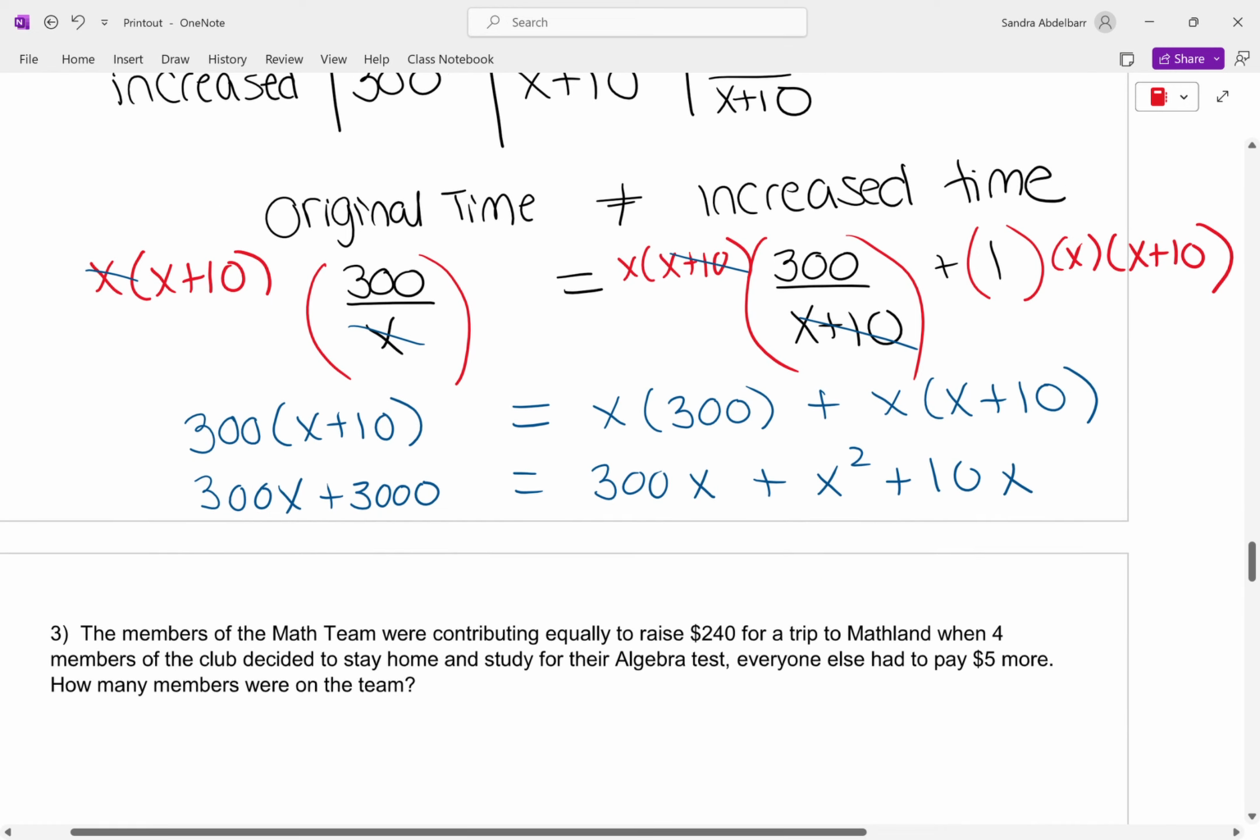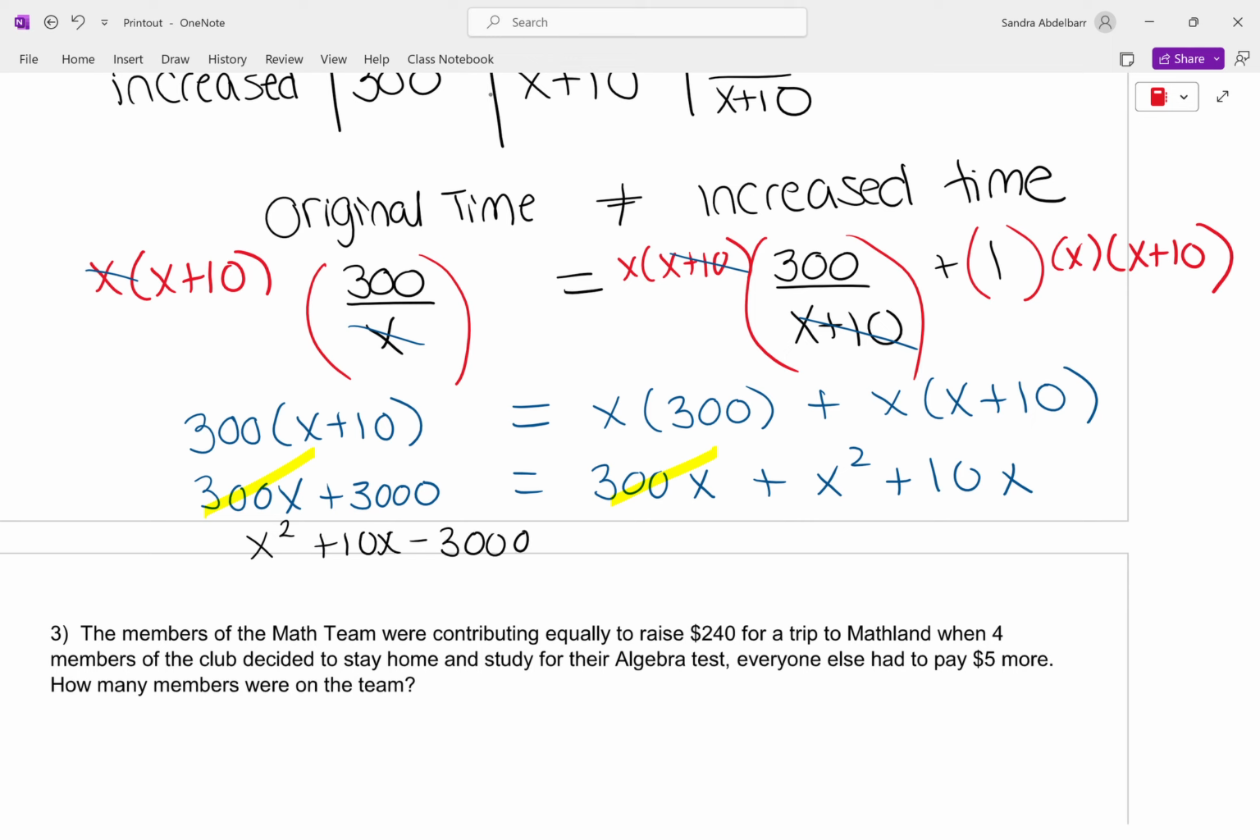What happens with the 300x's? They cancel. Am I going to have to factor? Yes, I have to factor because I have an x squared. So I need to set it equal to 0. So I'm going to take x squared plus 10x minus 3,000 equals 0. And when we factor this, we're going to get x plus 60 and x minus 50 equals 0. x equals negative 60, x equals 50.